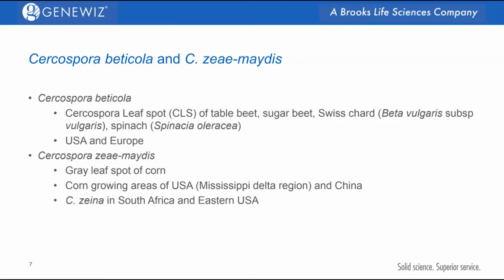Now, the interesting thing about Cercospora zeae-maydis is there is a sister species called Cercospora zeina, which is more predominant in South Africa and Eastern USA, like New York, Pennsylvania, New Jersey, etc. Both Cercospora zeae-maydis and Cercospora zeina cause gray leaf spot, but they are two different species.